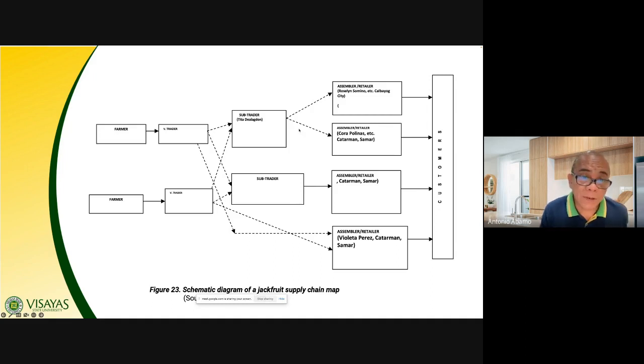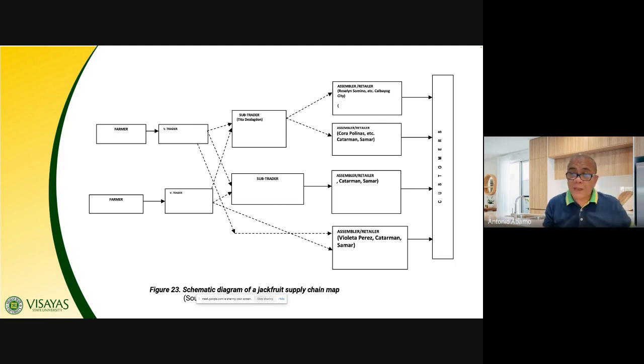The farmer here and the trader could be a group of farmers or group of traders supplying a specific sub-trader, and it reaches the assembler and the assembler retailer, jackfruit, no? So that means supply chains can trade across each other. It can also be possible. No? It can also be made possible.